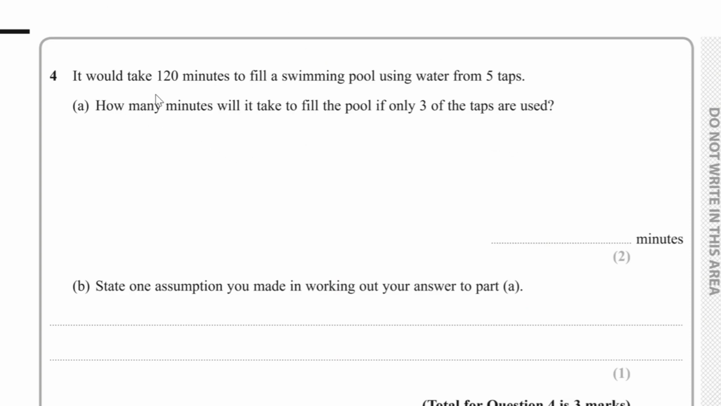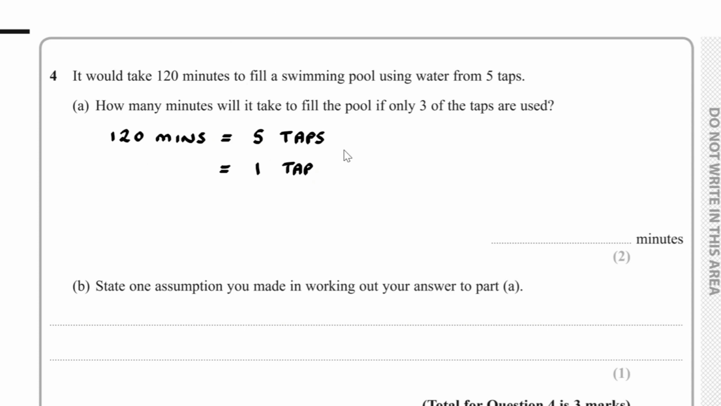Question number 4. It would take 120 minutes to fill a swimming pool using water from 5 taps. For part A, how many minutes will it take to fill the pool if only 3 of the taps are used? Well, we know that it takes 120 minutes if 5 taps are used. So, for 1 tap, well, for 5 taps it takes 120 minutes.